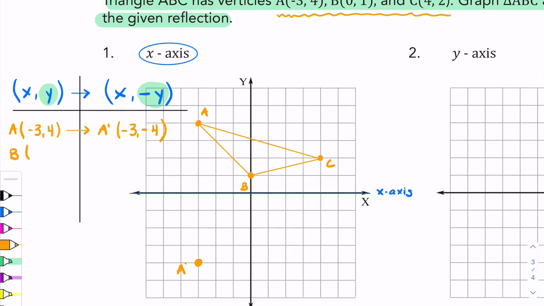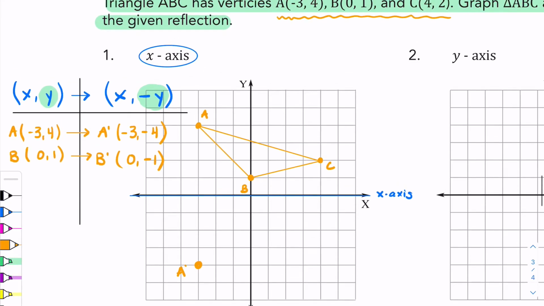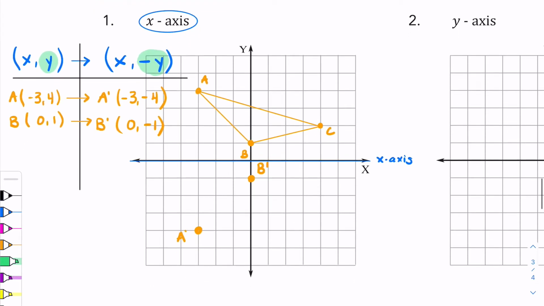Point B is located at 0, 1. This tells me that B prime is going to be at 0, -1. Again, all I'm doing is multiplying the y coordinate by -1. And lastly, point C, which is located at 4, 2, is going to have the reflection rule C prime of 4, -2. I'm multiplying that y coordinate by -1.